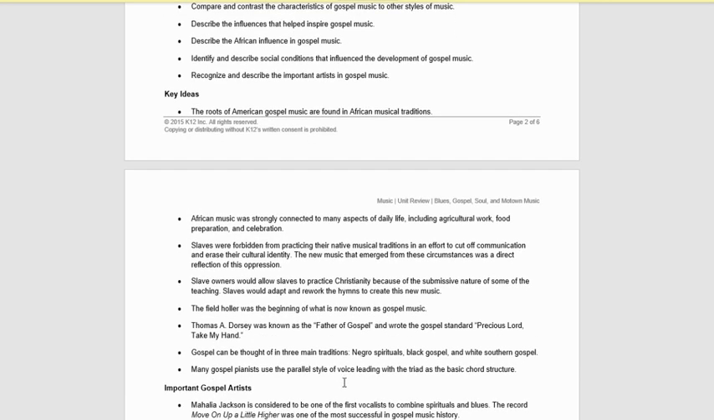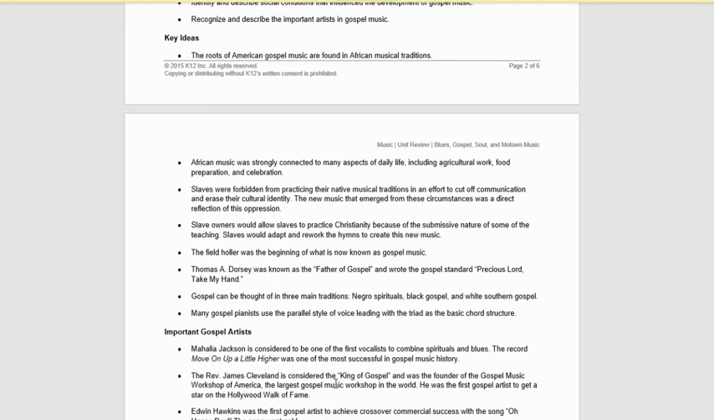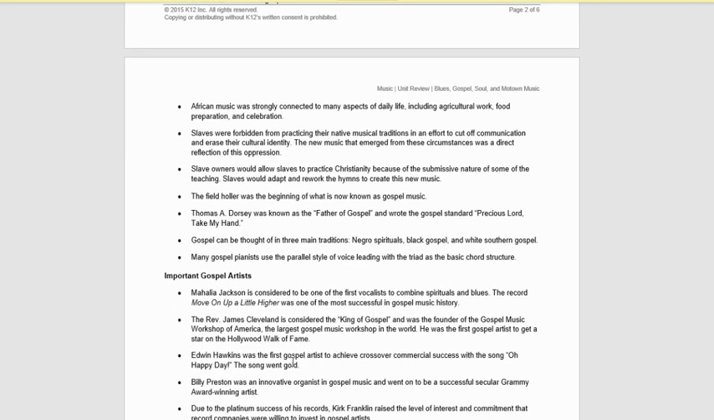Three main traditions. Okay, here are some important gospel artists you might want to go over and remember these.